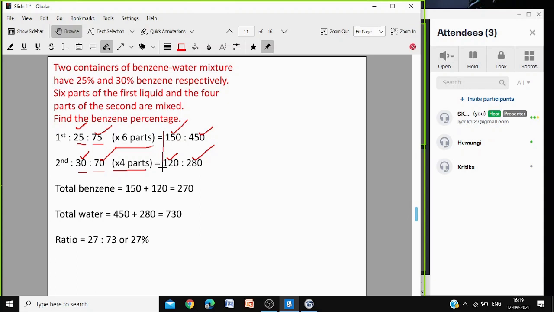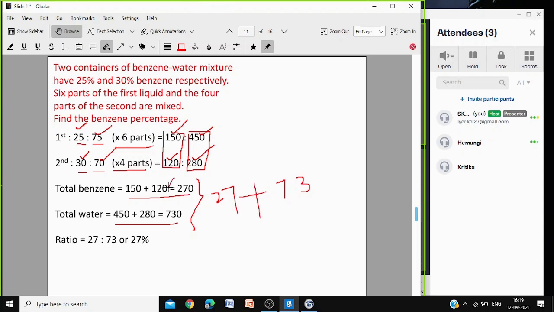Now total benzene, add this one, and total water or whatever is the other component, add this one. You get 150 plus 120, 270, and the total water or other component, 450 and 280, 730. The total is 1000. You can also put the ratio, you can call it 27 and 73. See that the total is 100.